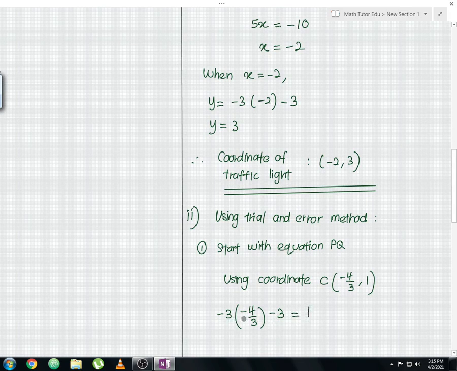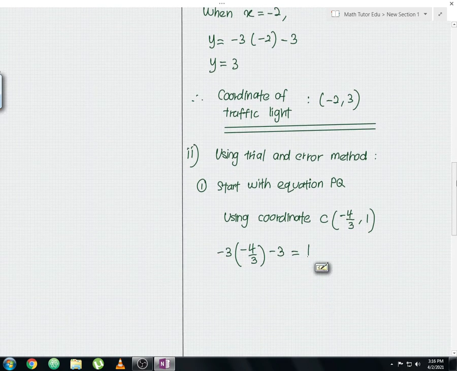Okay, this calculation you should get equal to 1. If you get it, then you should know that your left hand side is equal to right hand side. So this 3 you simplify, you get 1. This negative 3 you simplify, you get negative 1. Negative 1 times negative 4, you get 4. So 4 minus 3 is equal to 1. So from here you know that your left hand side is equal to right hand side.